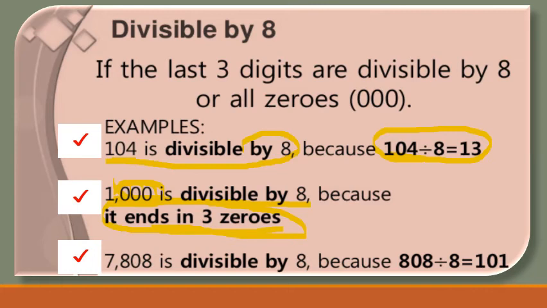In the third example, let's take the number 7808 and check whether it is divisible by 8 or not. Again, look at the digits in the hundreds, tens and units place. It's 808 divided by 8. We will get 101. This shows that 808 is divisible by 8. So 7808 is also divisible by 8.